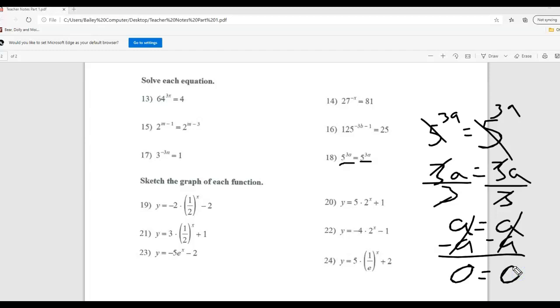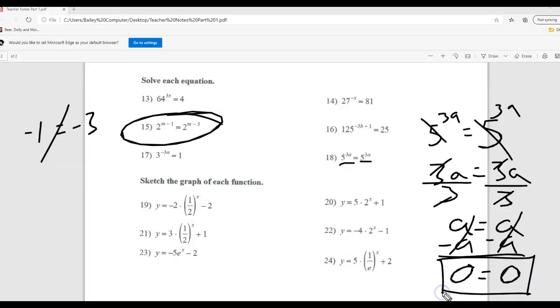So in this case, the a's go away, kind of like they did up here when we were solving the m's. The m's went away. But for number 15, we got no solution because we got something weird like negative 1 equals negative 3, which is false, right? But over here, we end up with 0 equals 0. That's actually true. And so what this means is all real numbers.